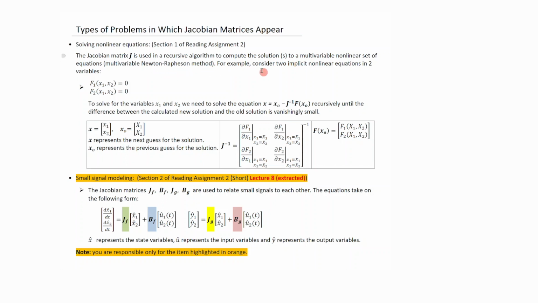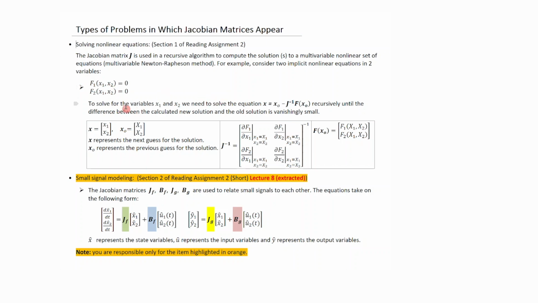For example, consider two implicit nonlinear equations in two variables. Here's the first implicit equation and the second implicit equation, and the objective is to solve for x1 and x2 for this set of two equations with two variables.